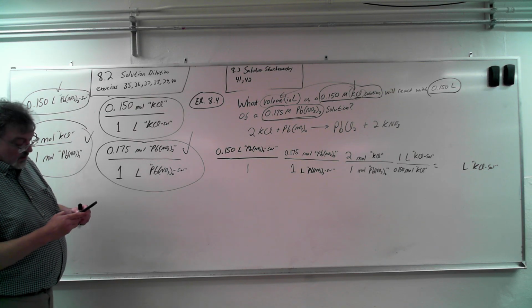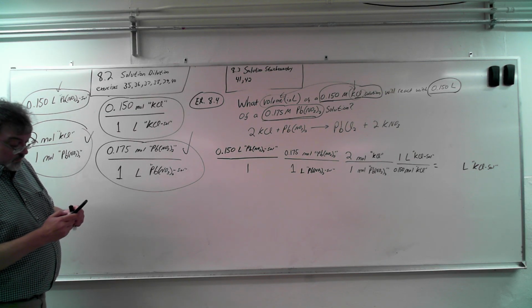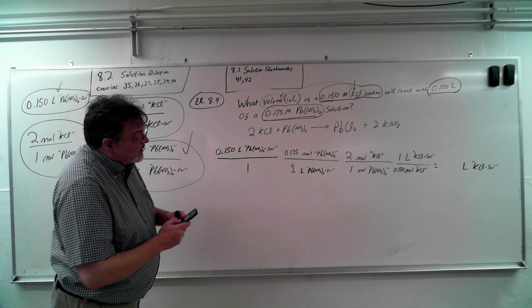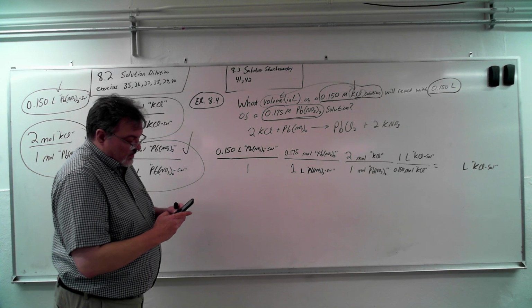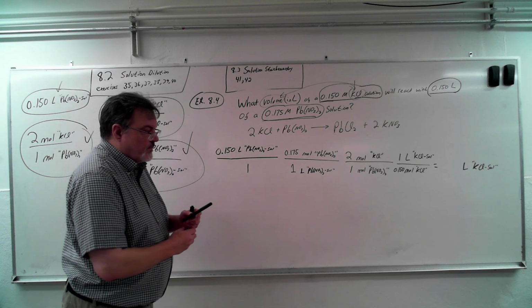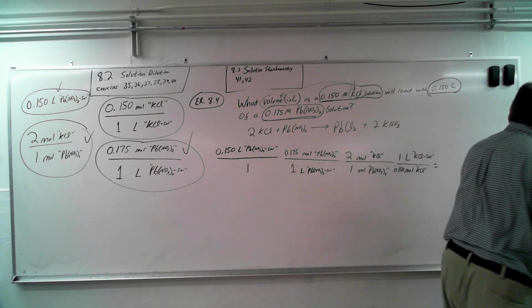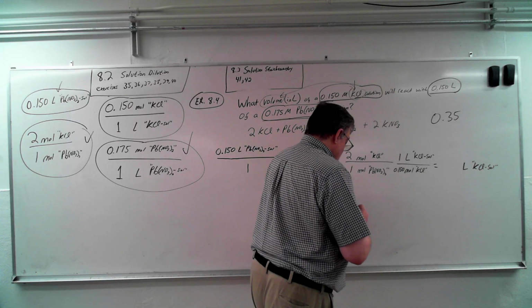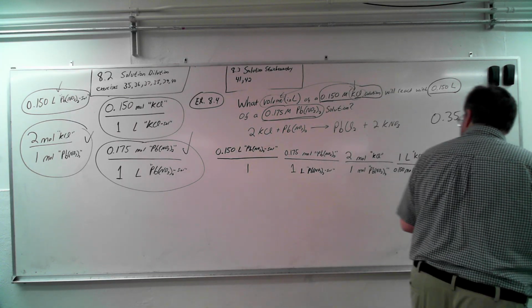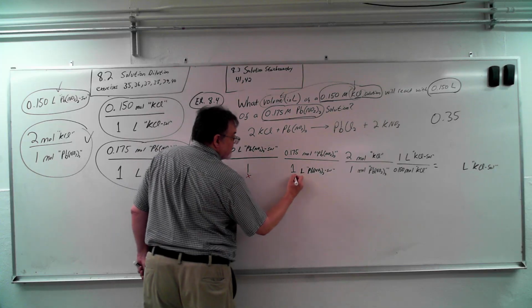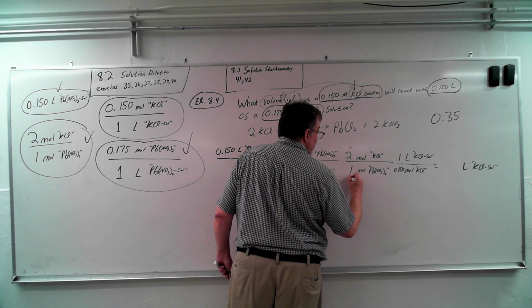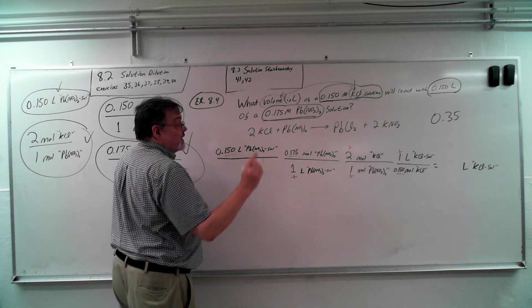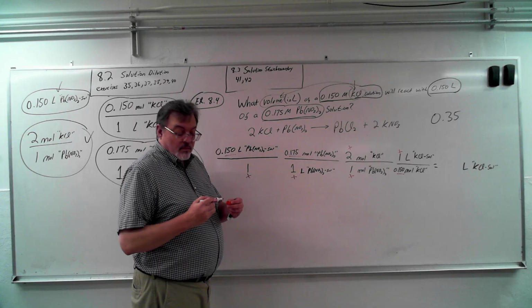Calculator. All right. 0.150 times 0.175 times 2 divided by 0.150, and my calculator says 0.35. It just didn't put anything after here, but notice that's exact, that's exact, that's exact. So we've got 3 significant figures, 3 and 3. So I need to write 0.350 for that.